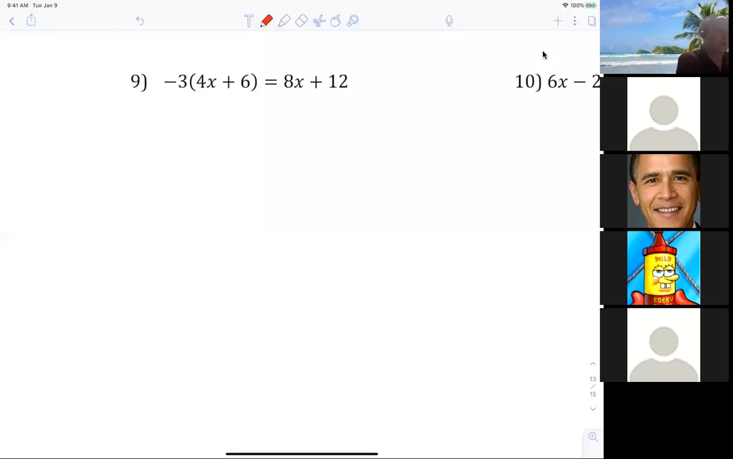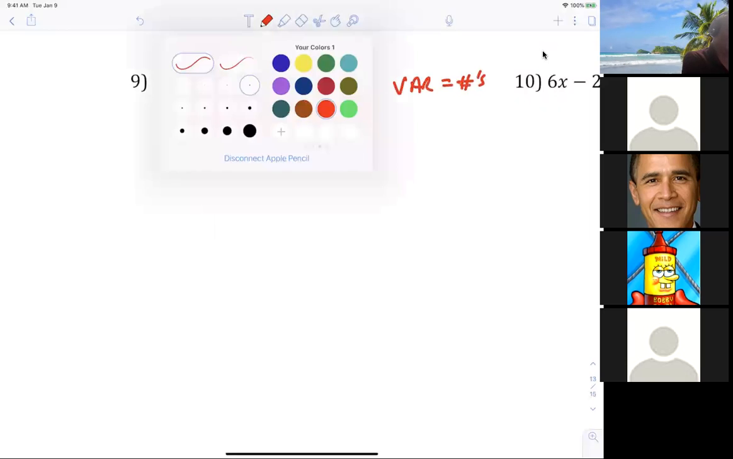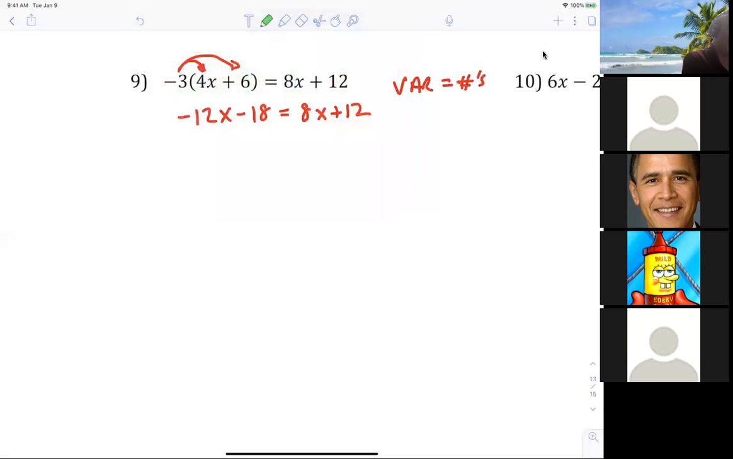Okay, so the first thing is distribute the negative 3. So first step, negative 12x minus 18 equals 8x plus 12. Again, we're trying to move the variables to the left and the numbers to the right. So from here, I'm going to subtract 8x.